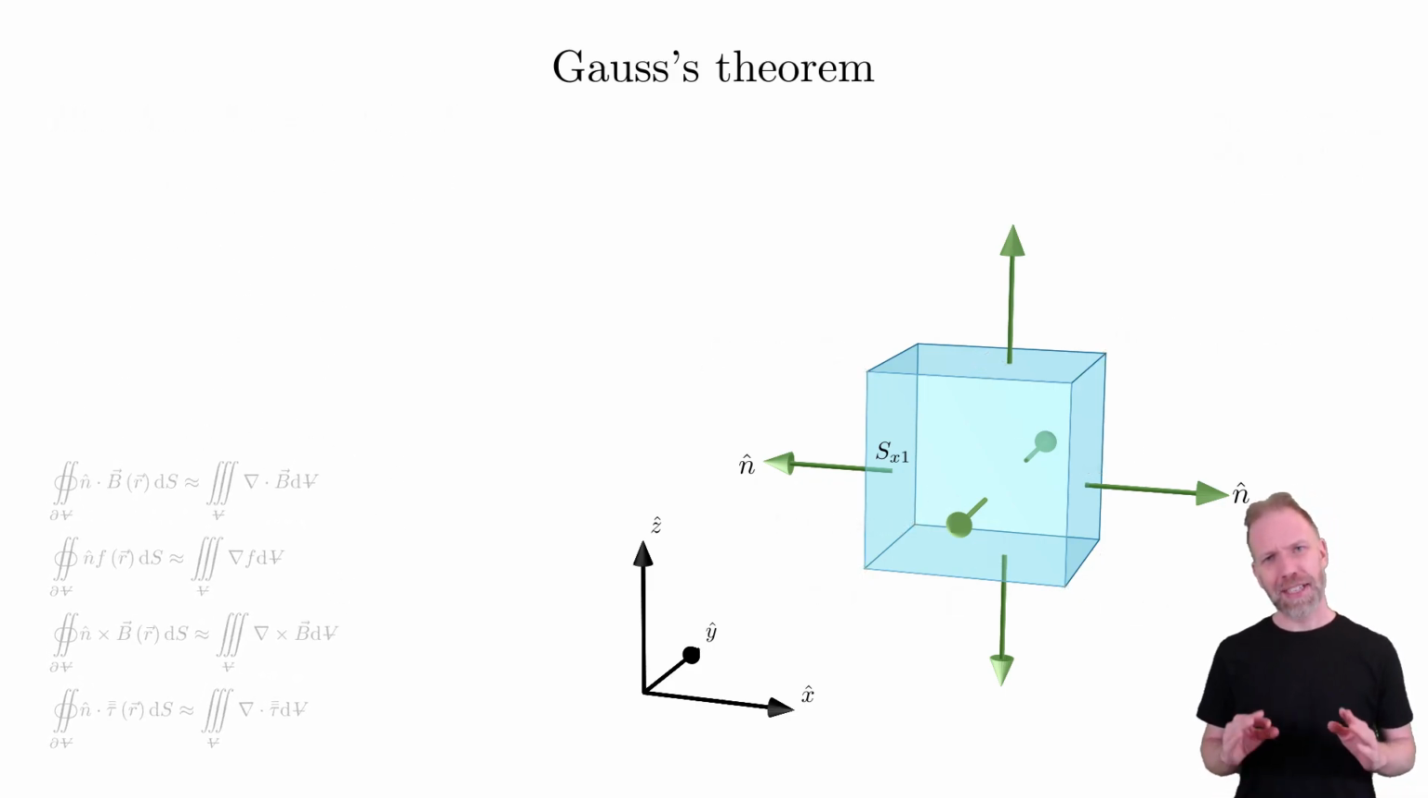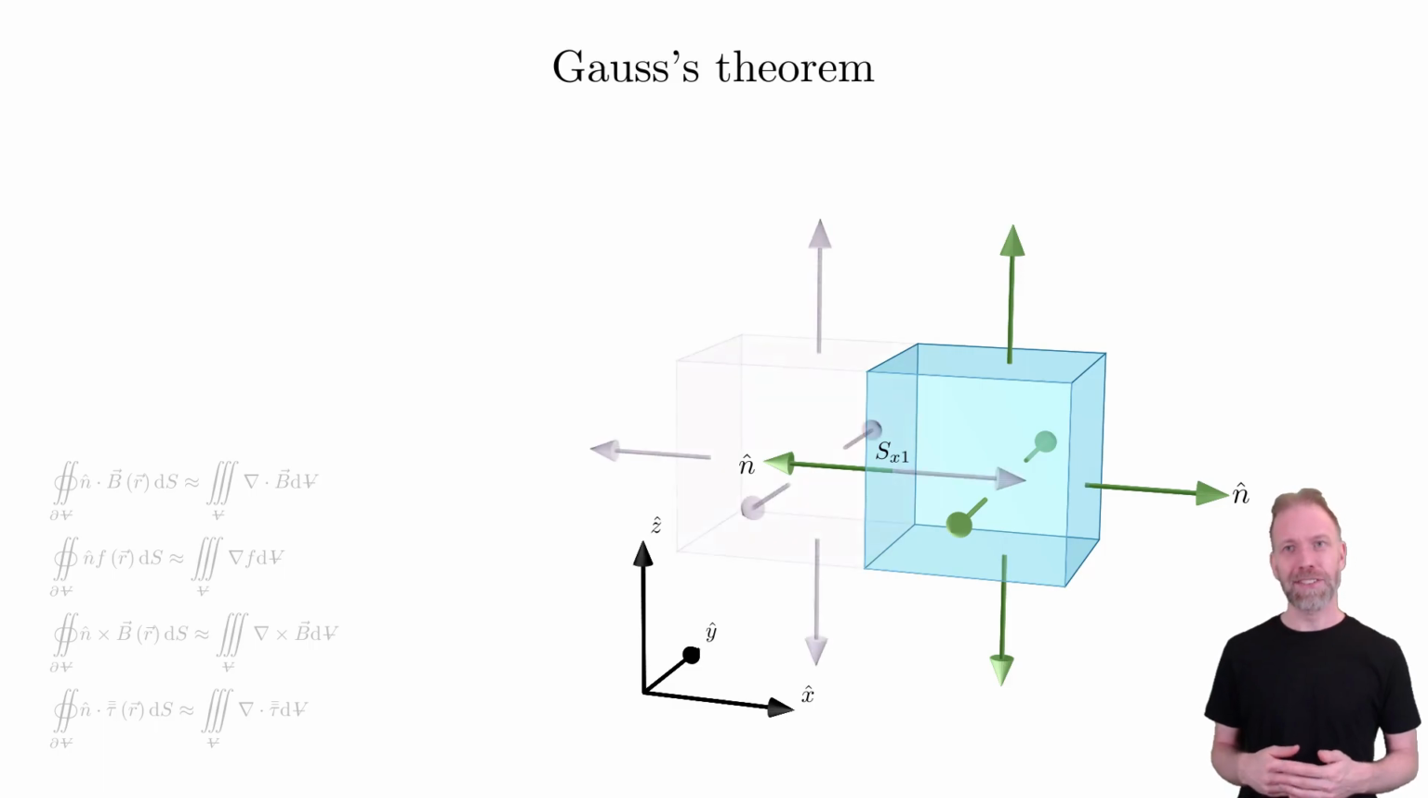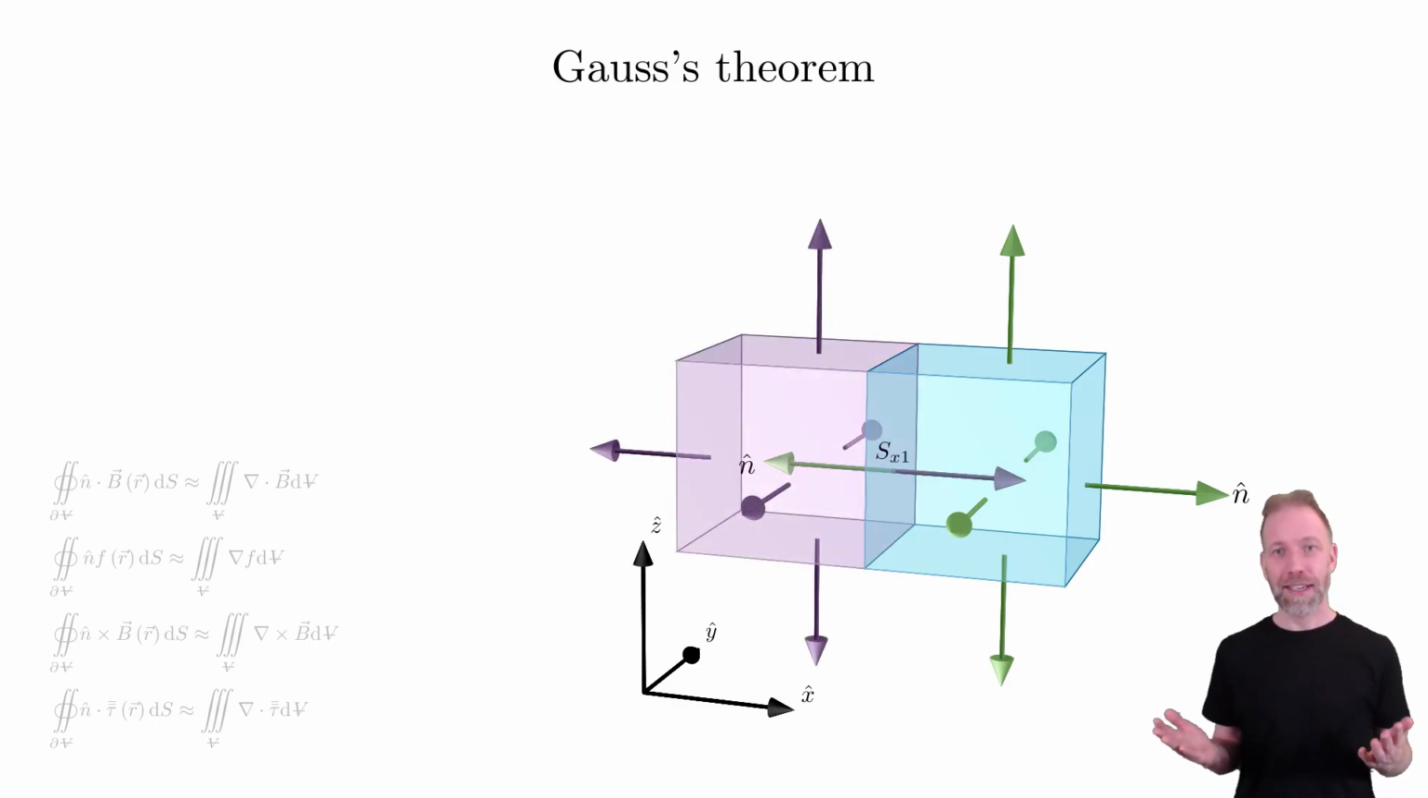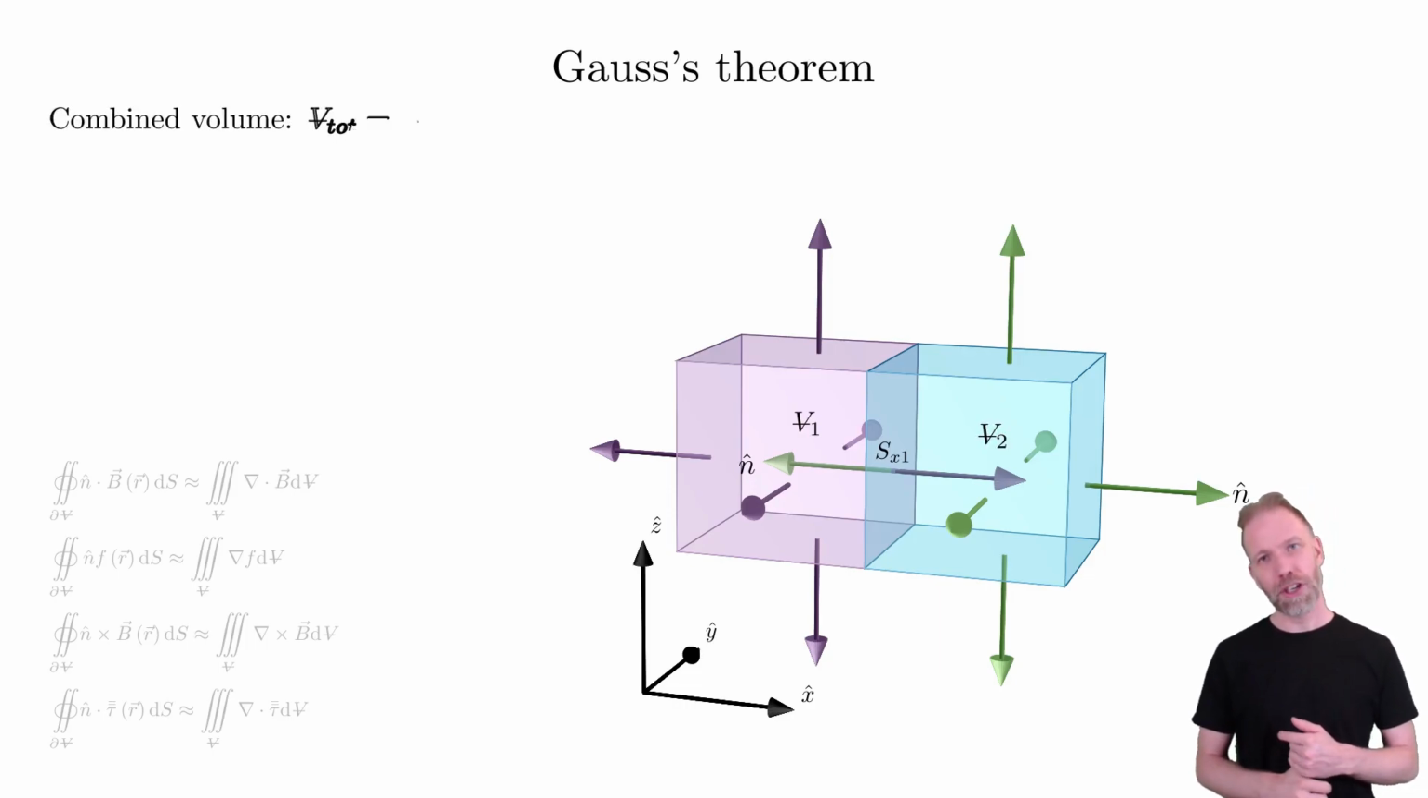A limitation right now is that we have only shown them for a very small box delta V. To extend this, let us consider what will happen if we place another box next to this one. Call the two volumes volume 1 and volume 2. The total volume is now the union between these.